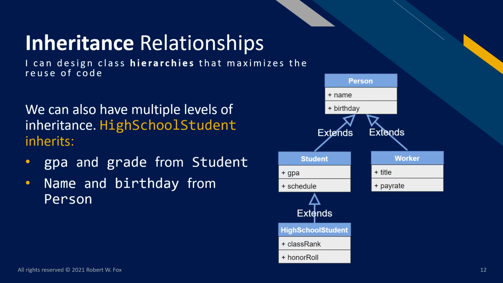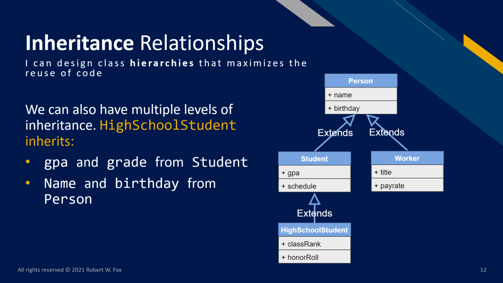It's even possible to have more than 2 levels of inheritance, and we can see that. Again, Person is still our superclass, and we have subclasses Student and Worker, but if you look all the way down, we have a class called HighSchoolStudent. A high school student is a student, and a student is a person. We could even say that a high school student is a person.